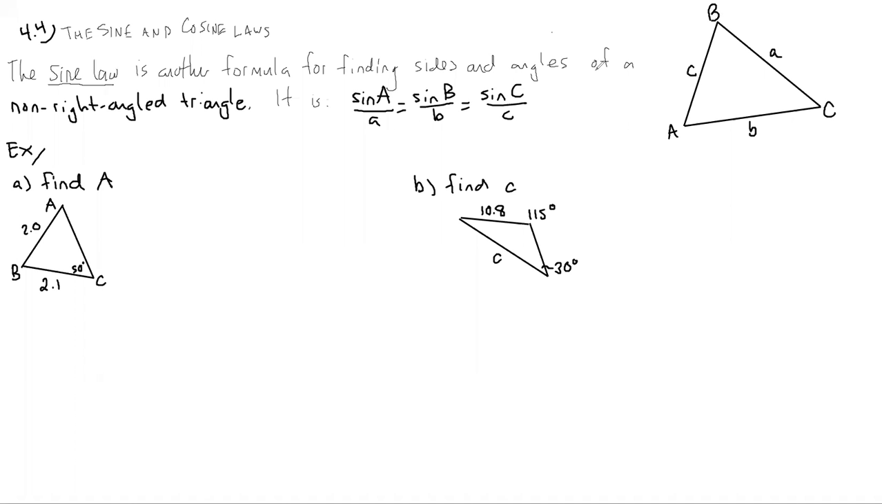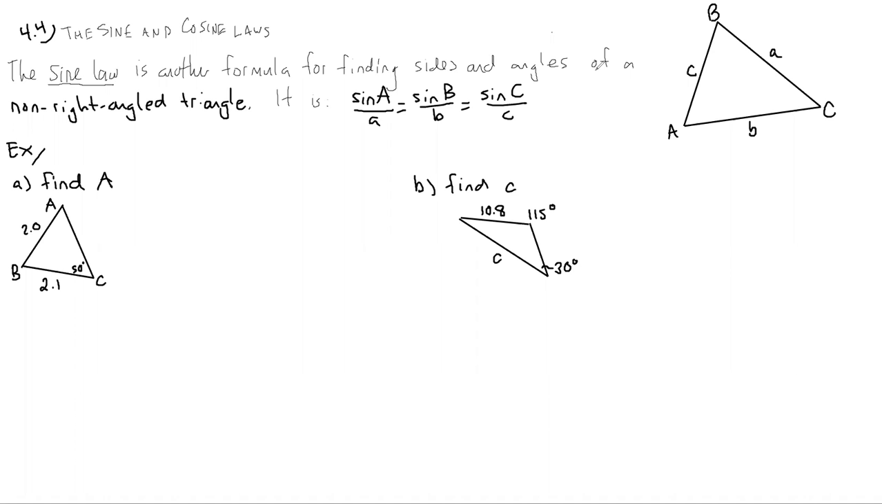All right, second formula that we've got, which is a slightly simpler formula than the cosine law, but it is actually harder to use. So the second one is called the sine law. And yeah, it's another formula for finding sides and angles of a non-right angled triangle. So same deal, we can't use SOHCAHTOA, we can't use Pythagorean theorem.